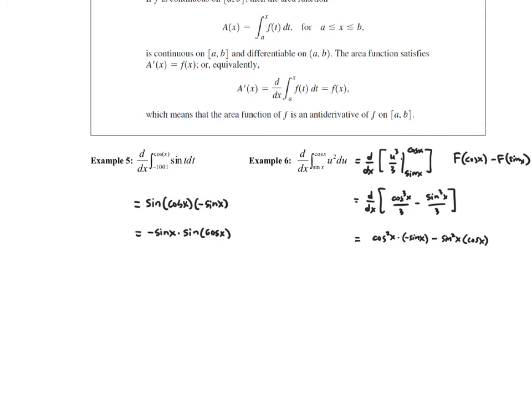Now let's examine what's going on here. This will be negative sine x cosine squared x minus cosine x sine squared x.